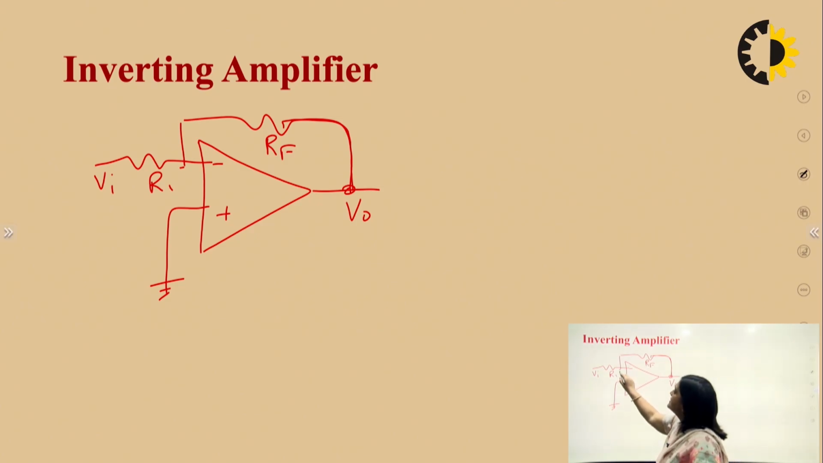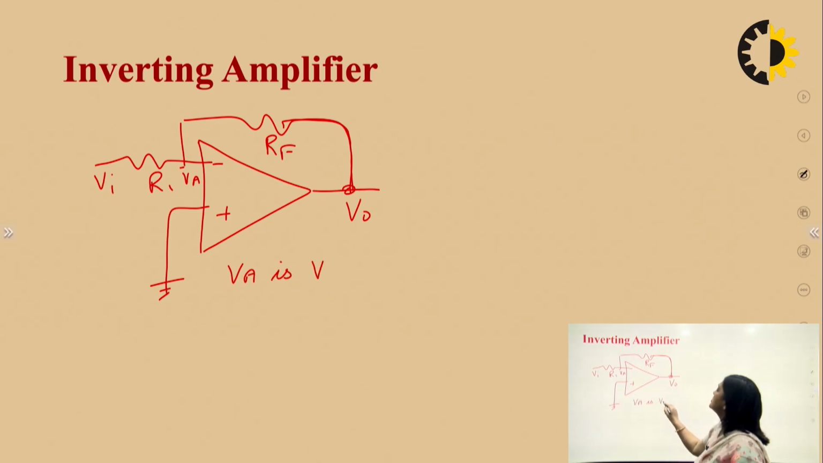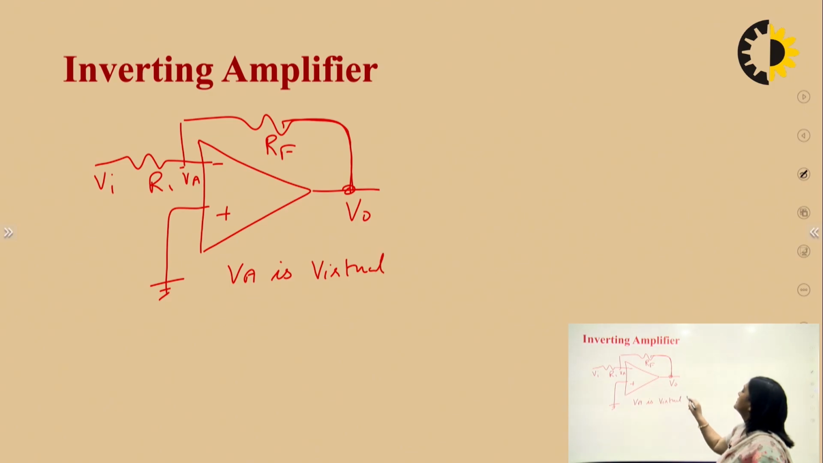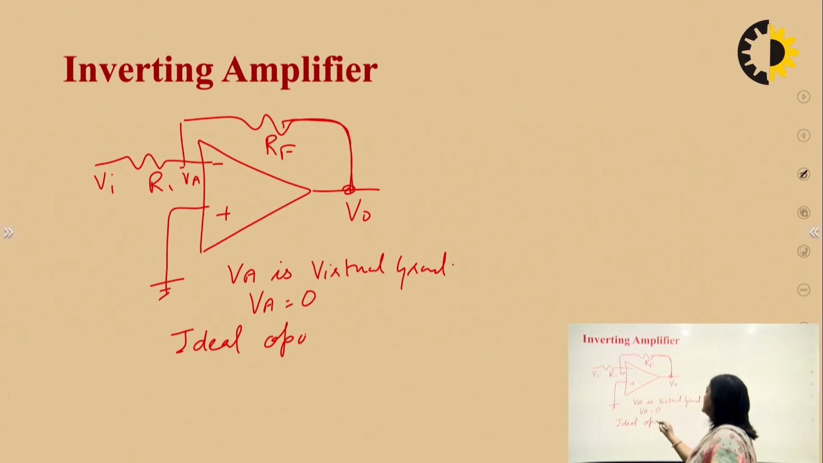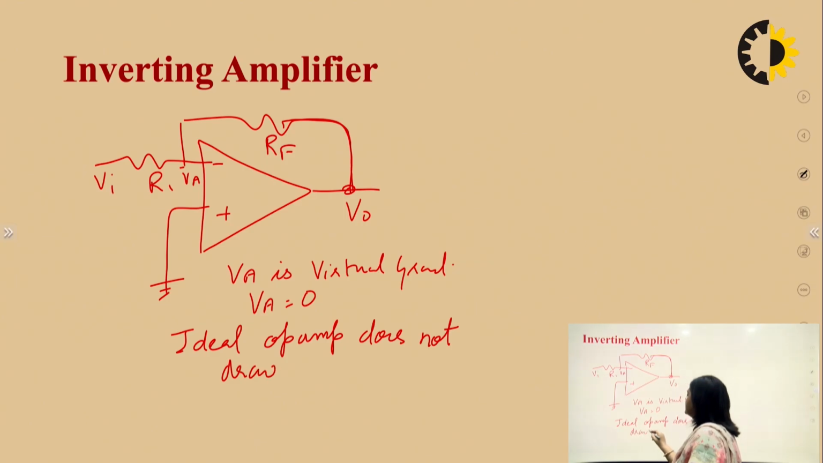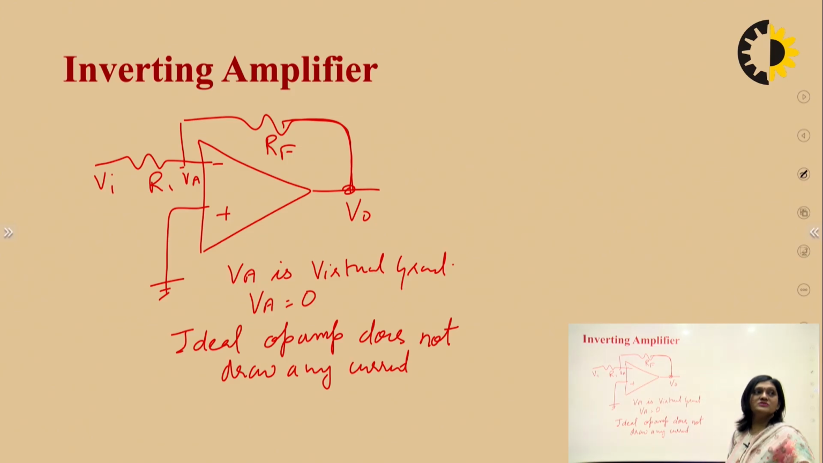Now we can see this VA is a virtual ground. VA point is the virtual ground point. And due to virtual ground concept, the value of VA is 0. And ideal op-amp does not draw any current.